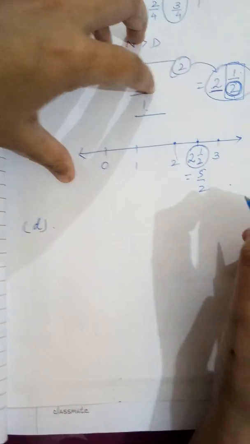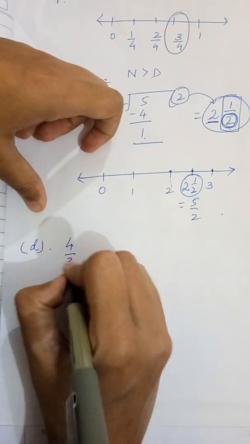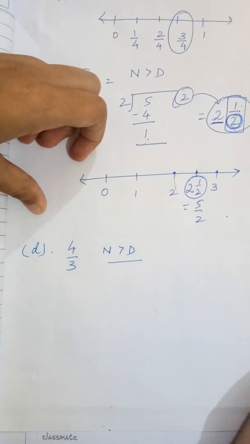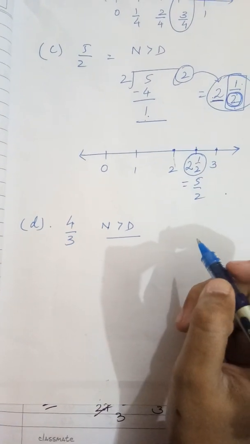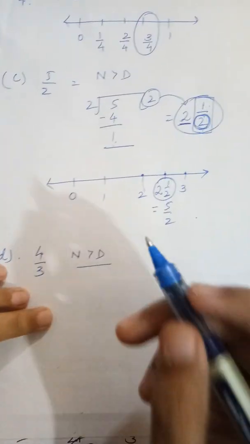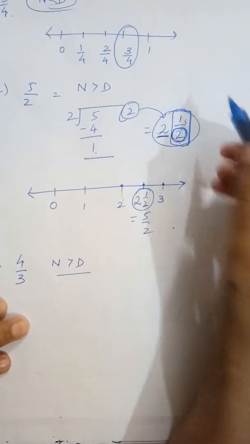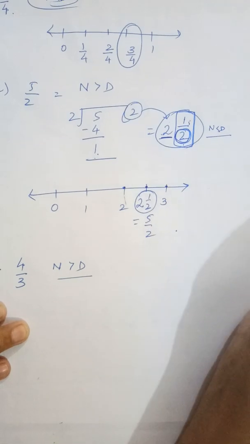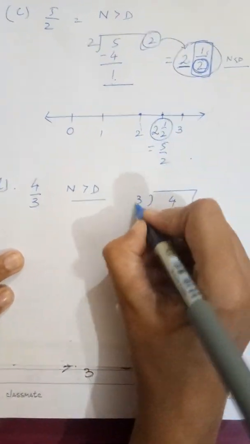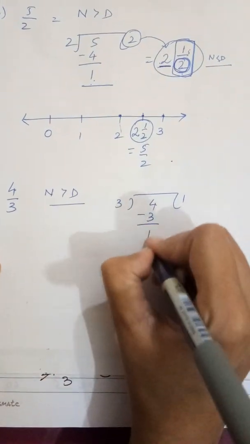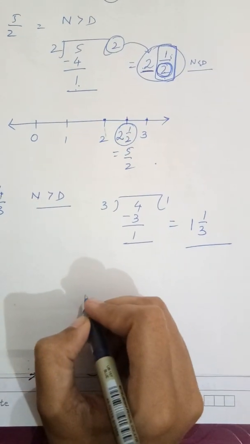Even if it is not clear to you, please rewind the video so that you can get the concept clear. 4 upon 3. Now again numerator is greater than the denominator. So firstly you are going to convert this into mixed fraction. We are converting this into mixed fraction because after converting we get a proper fraction in which numerator is less than the denominator. Now again let us divide 4 by 3. 3 ones are 3. 1 will come, and after converting, 1 1 upon 3. This is the fraction coming to us.